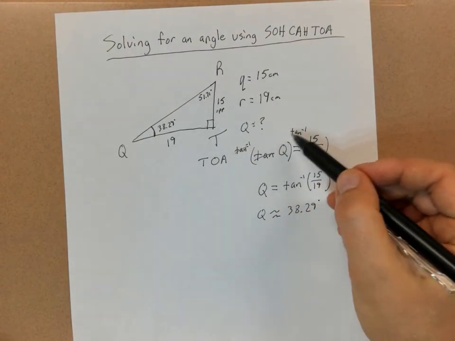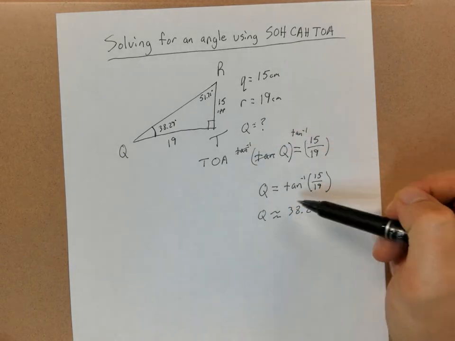So the big thing is just making sure that you know how to set up the fraction, and then making sure that you use the inverse of that trig function in order to get the angle by itself.